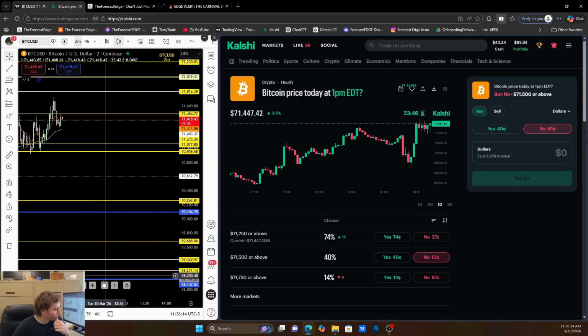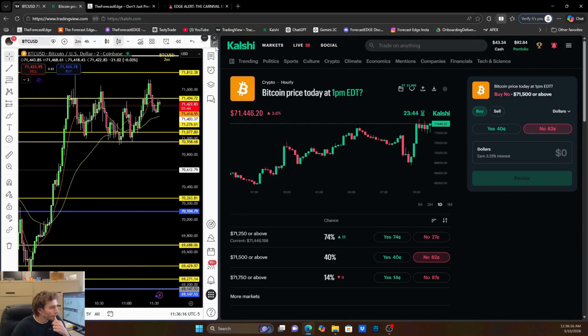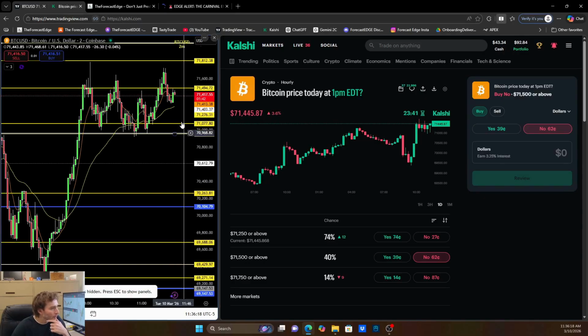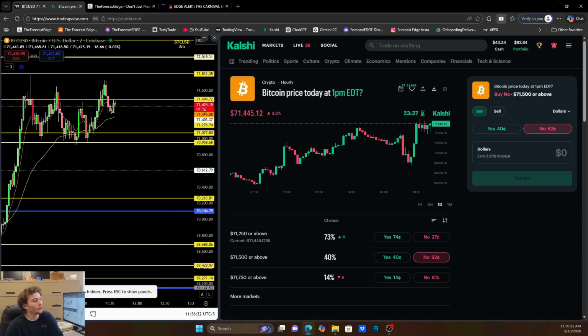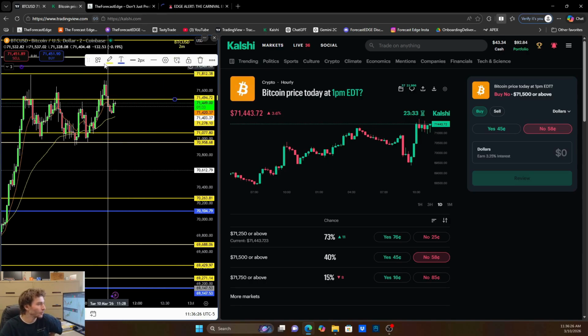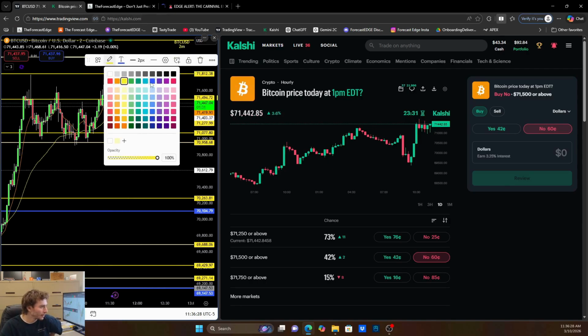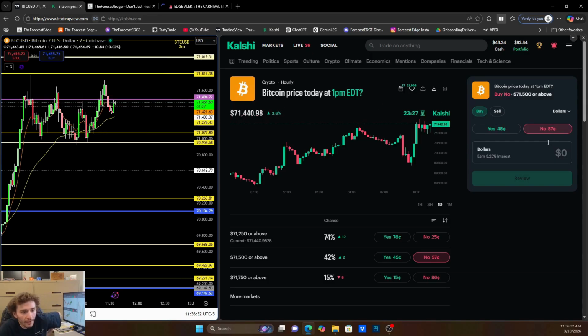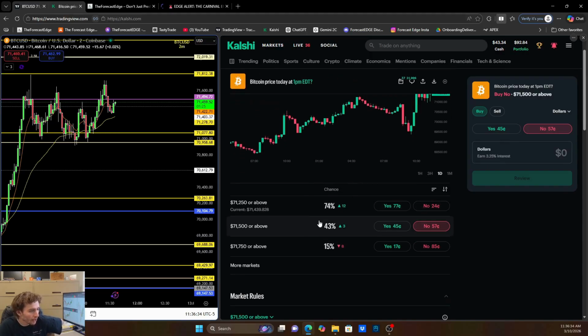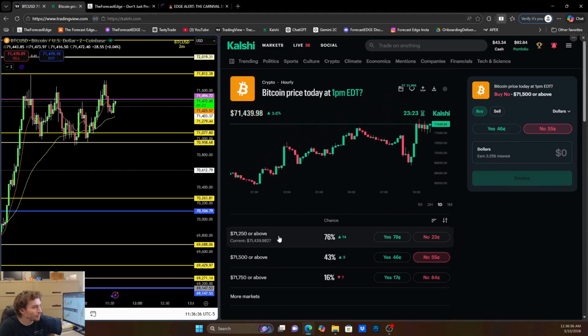So now we see that Bitcoin is trading at the levels that we just created, 71,425. The closest to is 494. So we'll make this one purple, as in that is where we are. Now let's see what the contracts are. Here are the predictive market contracts. Will it be above 71,250? Yes, it says at 78 cents.